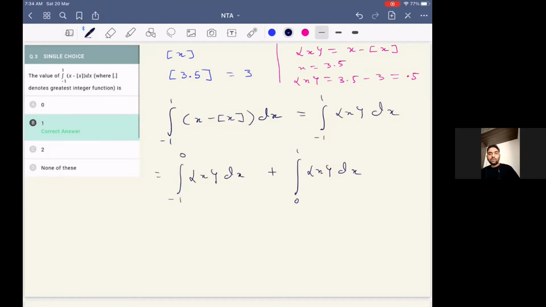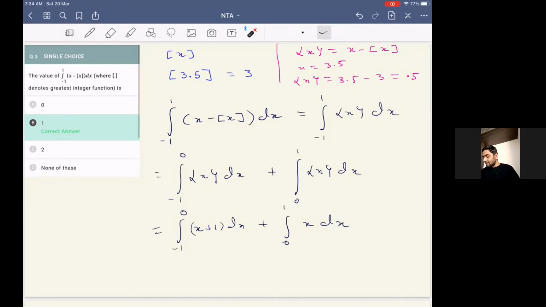Now, if I talk about the fractional part of x between minus 1 to 0, we can clearly see it will be nothing but x plus 1, so the integral of x plus 1 dx, and between 0 to 1 it will be just x dx. Now why should it be x plus 1 between minus 1 to 0, and x between 0 to 1? For that, we'll take an example to understand it first.